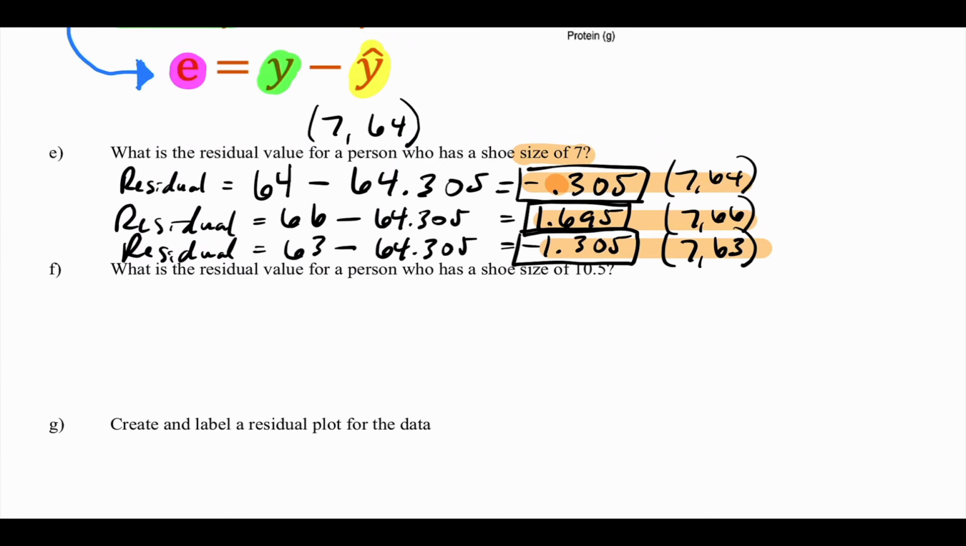We did the 64. The next person was 66. That's how tall they were. So I just plugged in 66, subtracted the same number, plugged in 63, subtracted the same number. Two of them were negative, one of them was positive. Why are two of them negative, one of them positive? How do I know if I'll get a positive answer or a negative answer when I'm trying to find residual?